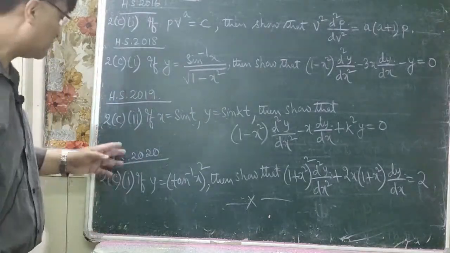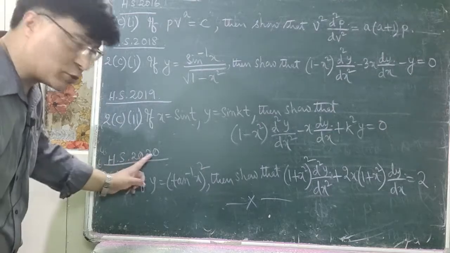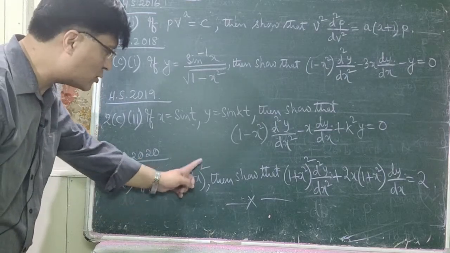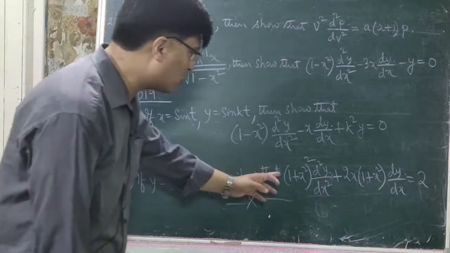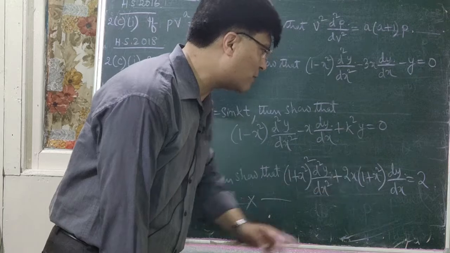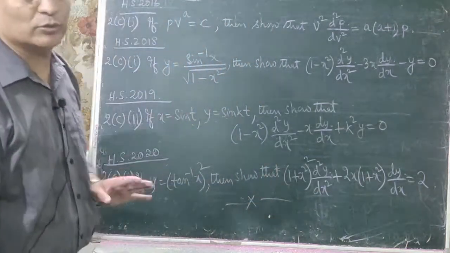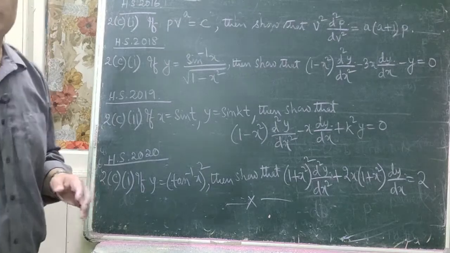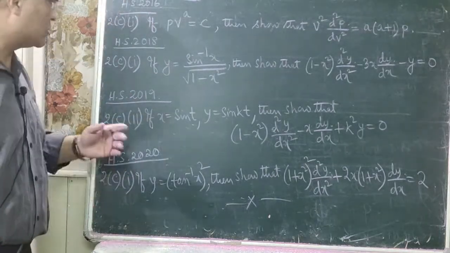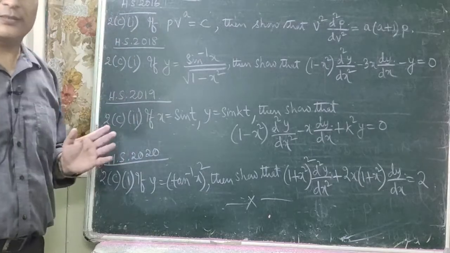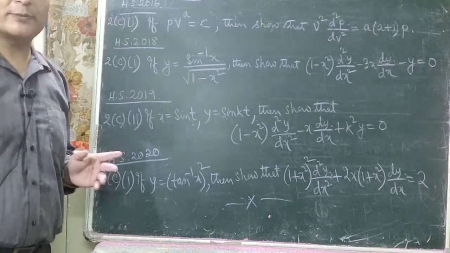Okay, so this is from HS 2020. This is 2C number 1. If y is equal to tan inverse x whole square, then prove that 1 plus x square whole square d2y by dx square plus 2x into 1 plus x square into dy by dx is equal to 2. So you can do this problem also. This is from this year, that is HS 2020. So these are four problems, do them well at home. You can do it. Okay, so now this much is for today.